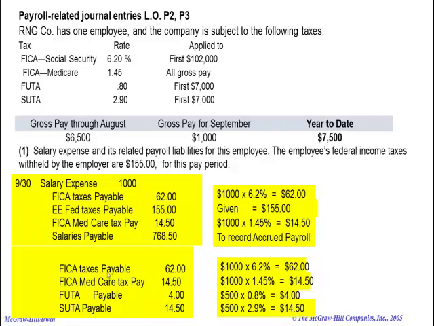And all these pieces, the FICA, Medicare, FUTA, SUTA, you'll add all those up, and you will debit payroll tax expense, which is what the employer's share of this is. So this is a two-part entry. This is very common in the real world. This is for the employee. This is what the employer's share of those taxes are, and you're finished.